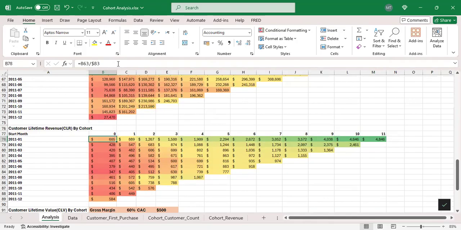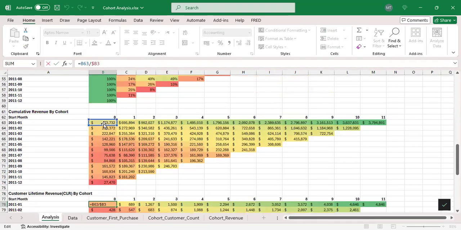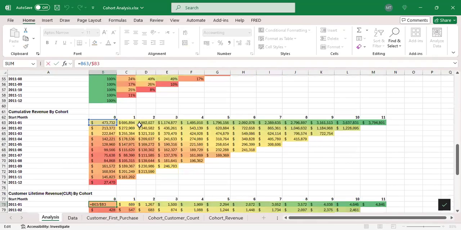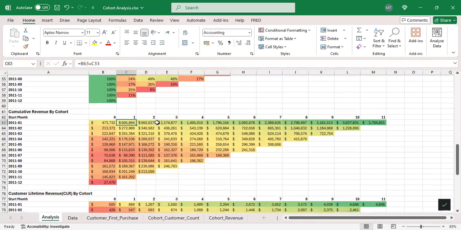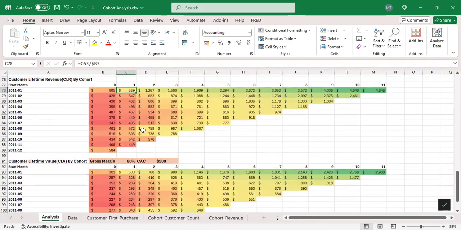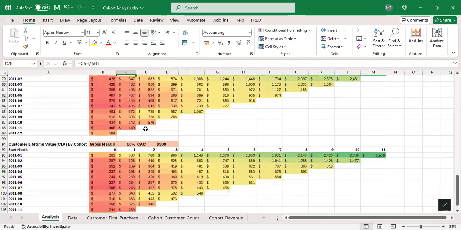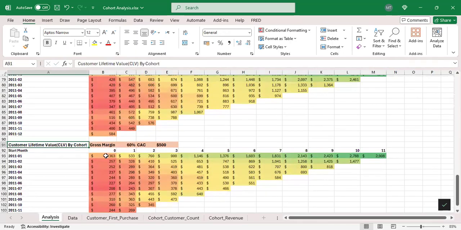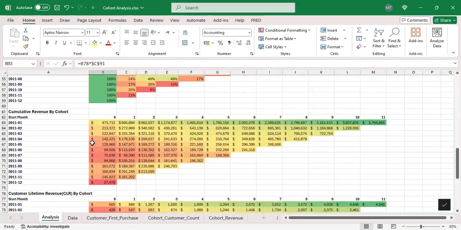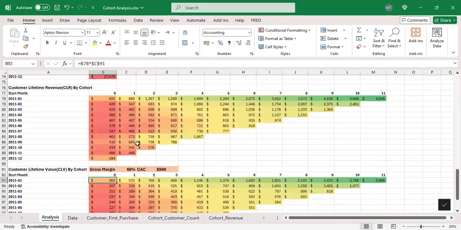It's simple. We just have to divide the revenue by the customers that we had at the start of the month. So that's what I'm doing here to get the customer lifetime revenue. And let's say if we want to calculate the customer lifetime value, we can do that as well, because we have calculated the customer lifetime revenue and the cumulative revenue as well.